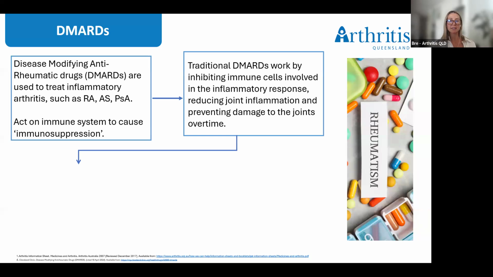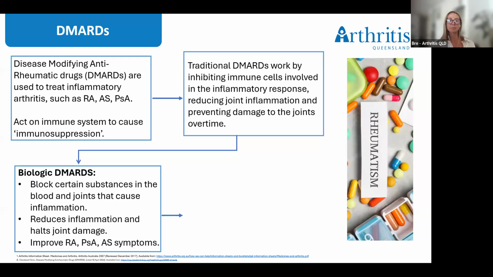Traditional DMARDs, such as methotrexate, work by inhibiting immune cells involved in the inflammatory response, thereby reducing joint inflammation and preventing damage to the joints over time. DMARDs can be used on their own, or they can be combined with other DMARDs or medicines to gain the best control of your arthritis.